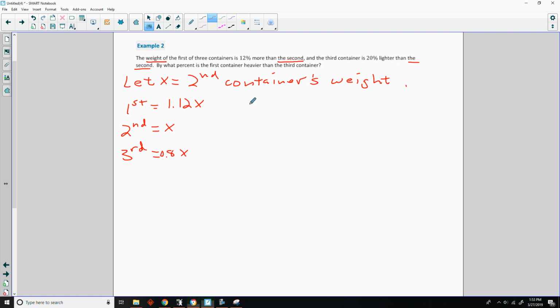So all we have to do now is take 1.12x and subtract 0.80x. And when I do that, I get 0.32.